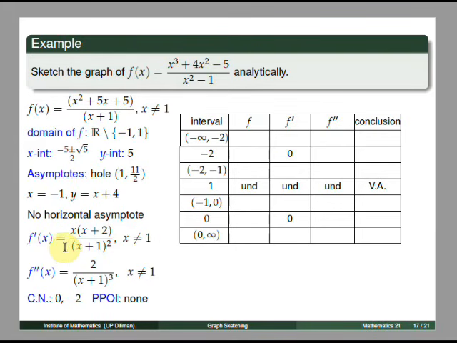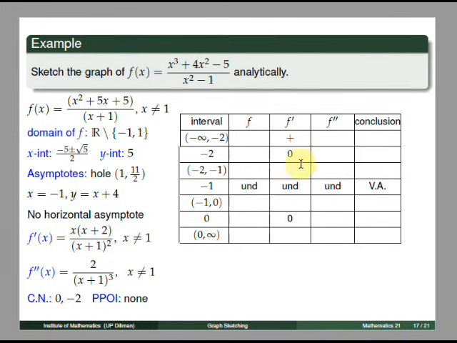To ease the computation, again, you can check that the denominator of the first derivative is always positive. So for example, for negative infinity to negative 2, we can substitute x equals negative 3. If x is negative 3 here, this is negative. If x is negative 3, this is negative as well. And then negative, negative, positive, we get positive.